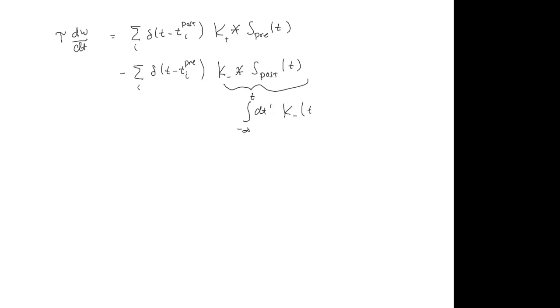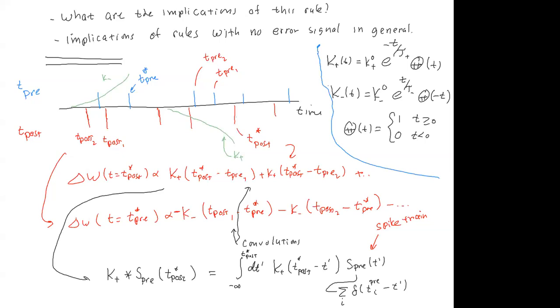K minus of t prime minus t times a sum on j of delta of t prime minus t_j post, so times of all the spikes. So this integral is exactly equal to, when you integrate over a delta function, you just take t prime and set it equal to t_j post. And this integral is exactly equal to the sum on j of k minus of t_j post minus t, okay? And the posts are coming before the t, so this is negative. The argument is negative, and negative argument is what gives a positive k minus because of this, okay?